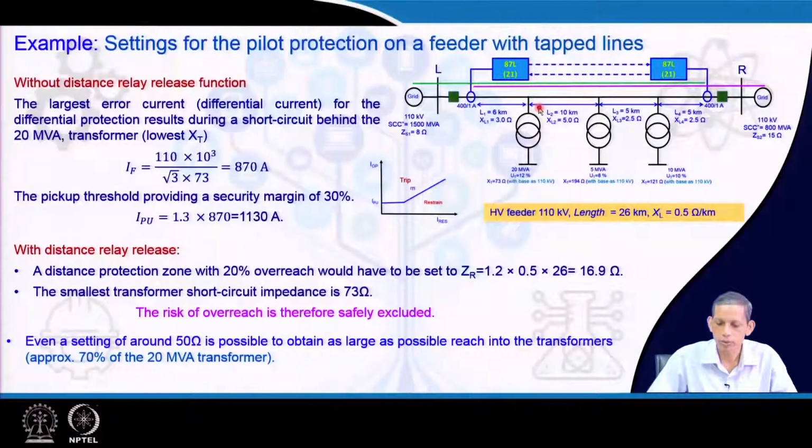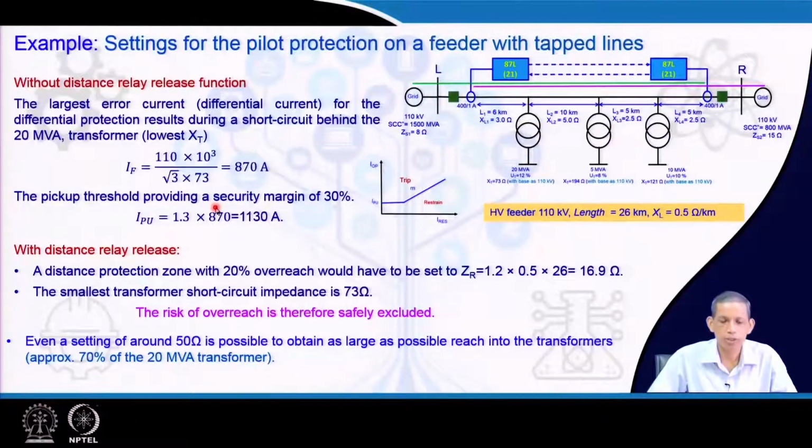So, the corresponding fault just beyond the transformer becomes IF equals to the voltage level. We are referring everything to the high voltage level, 110 kV on the feeder side, 110 by root 3 per phase, and then we have 73 ohm referred to the 110 kV side. That gives us 870 ampere for the 3-phase fault just beyond the transformer, referred to the feeder side or the 110 kV side.